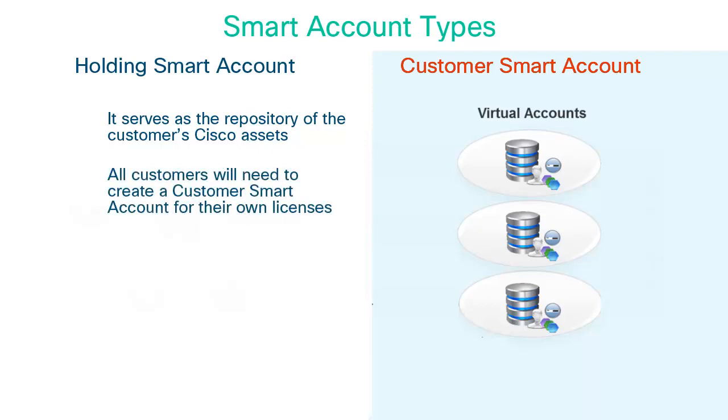All customers will need to create a customer smart account for their own licenses, as well as partners who will be ordering and consuming licenses for themselves. Partners may also have the additional role of helping manage their customer's smart account. Virtual accounts are subsets of customer or holding smart accounts and are used to internally organize licenses by department or other logical entities. You can use virtual accounts to organize licenses by business unit, product type, geographic region, or whatever else makes sense for your organization.